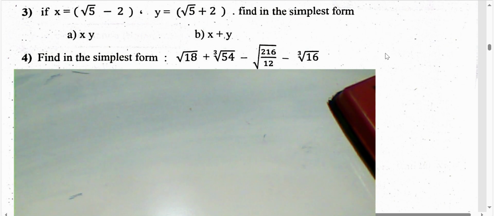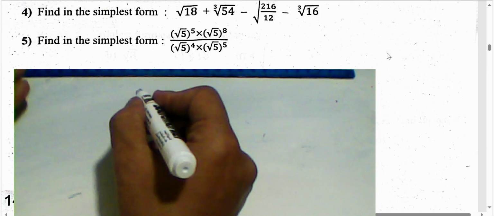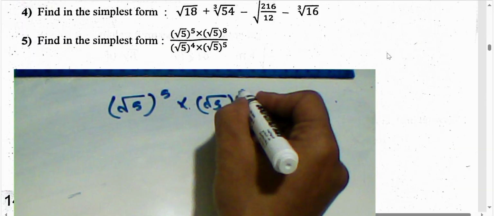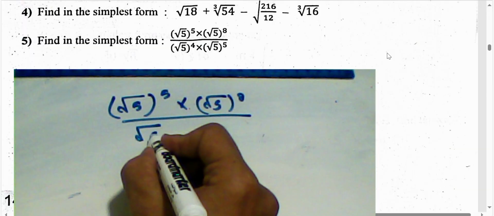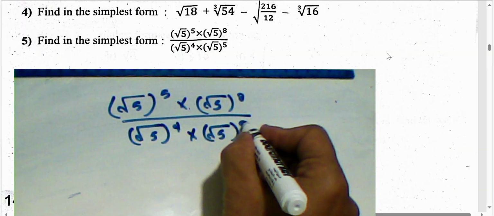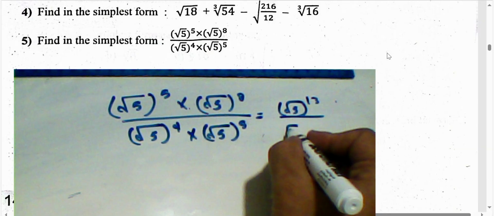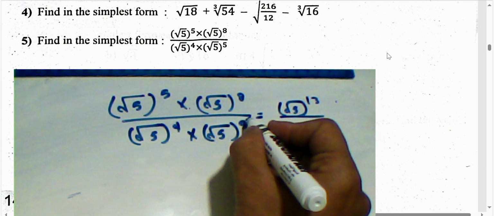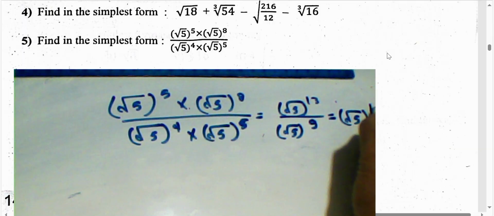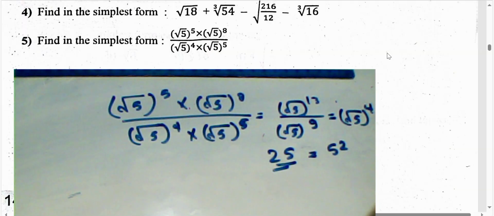Next question. Find the result. Square root of 5 all power 5 times square root of 5 power 8 over square root of 5 power 4 times square root of 5 all power 5. Here we can write square root of 5 and 8 power 5 plus 8, 13. Square root of 5 and 4 plus 5 equals 9. And then we can write square root of 5 and 13 minus 9 equals 4. Root 5 power 4 will be 5 power 2. 5 power 2 equals 25.